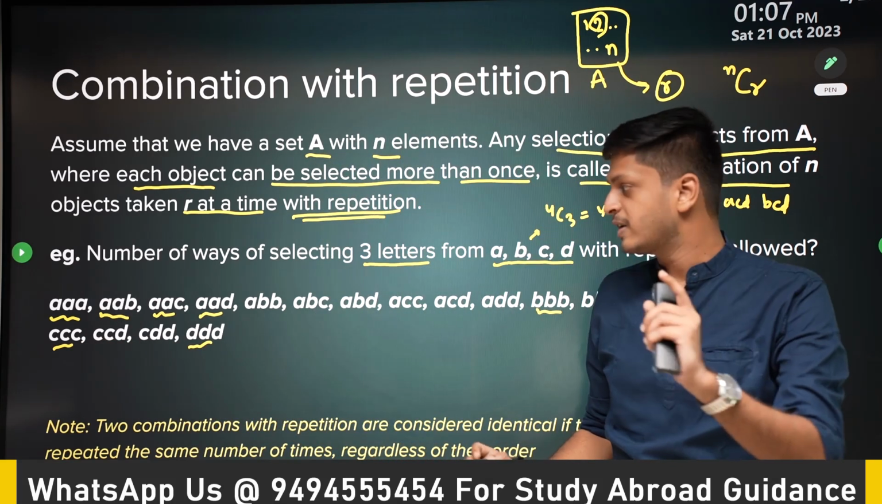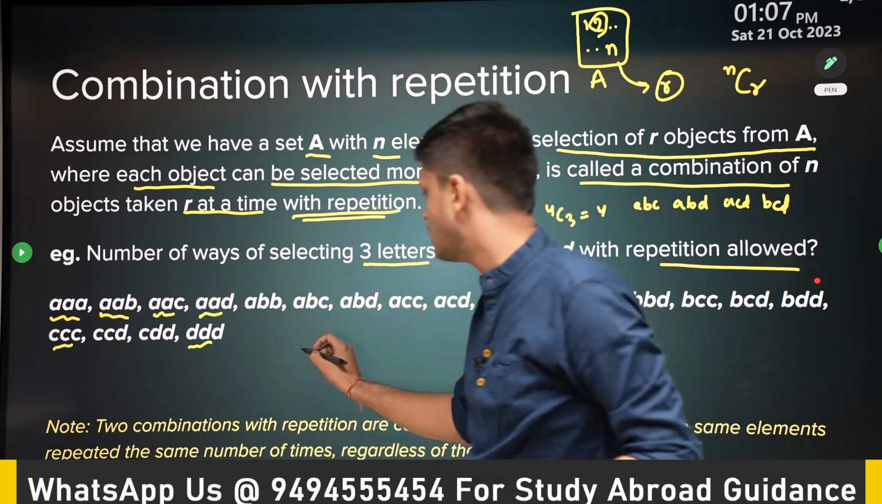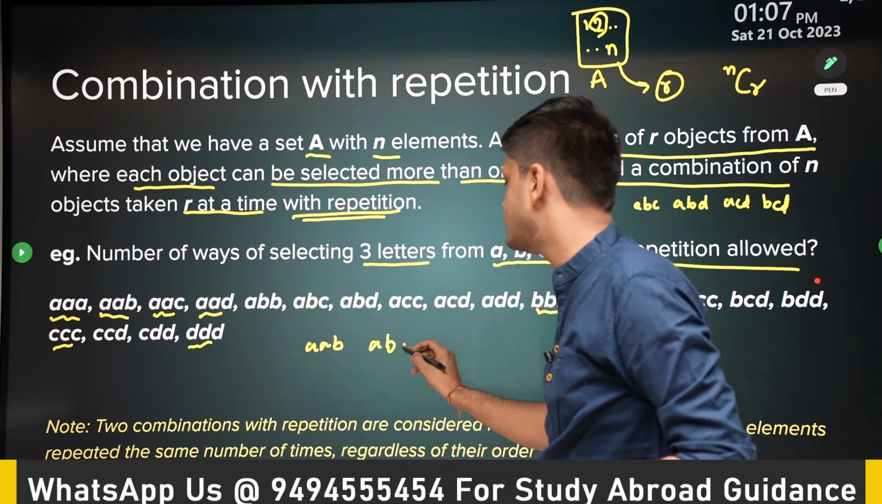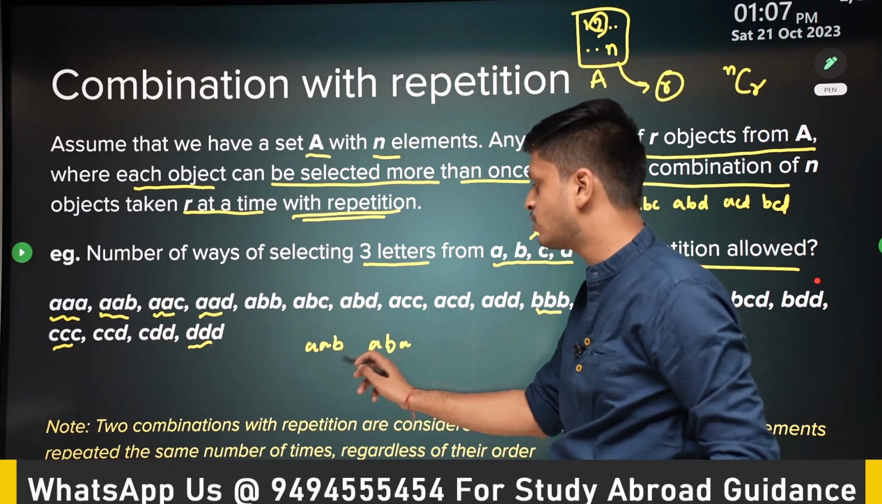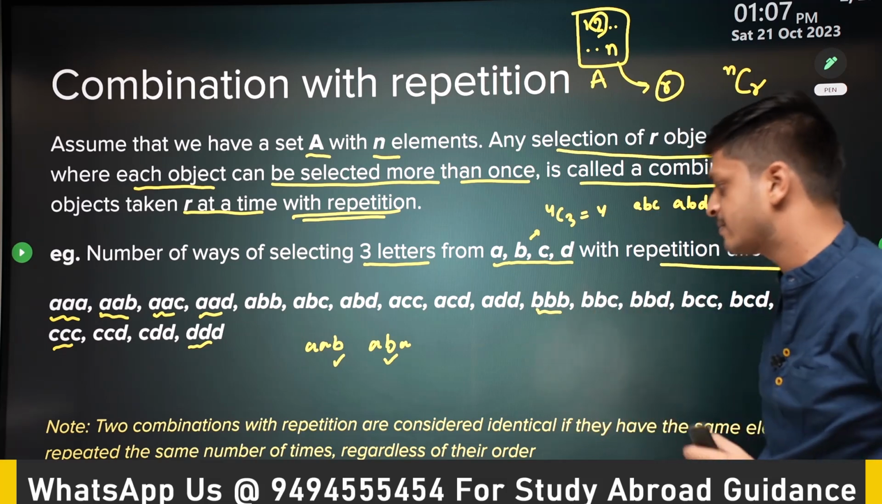But again, don't make a mistake. We don't have to arrange them. It is just a selection still. So A, A, B and A, B, A will be the same selection. We are actually selecting 2 A's and 1 B. So these two are the same. We don't have to work on arrangement. This is a selection, but repetition is allowed.